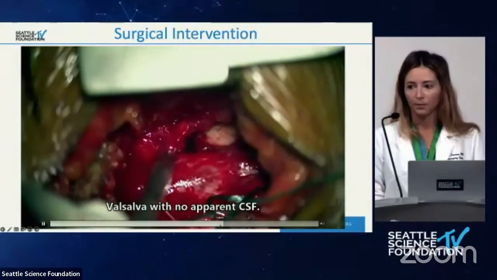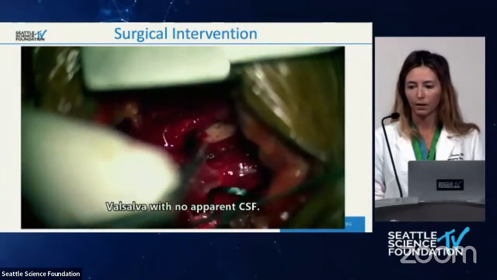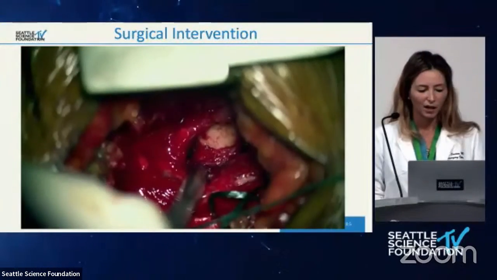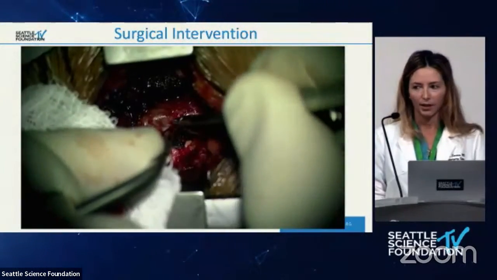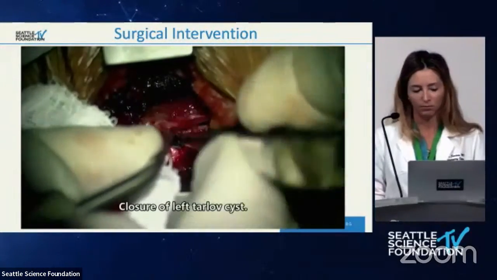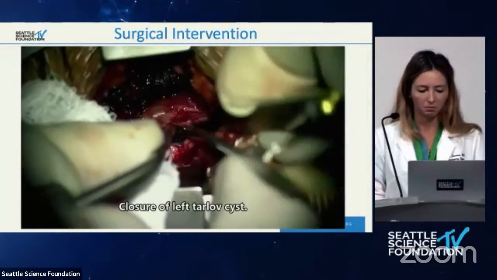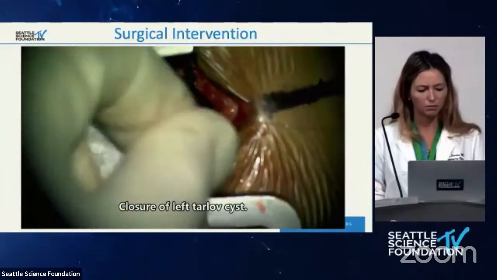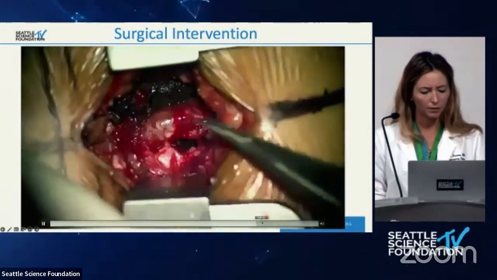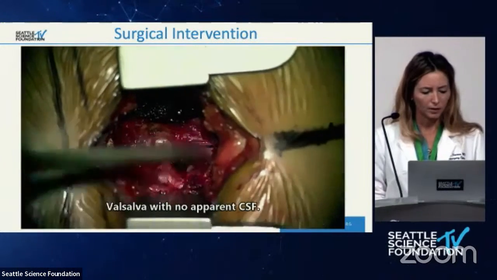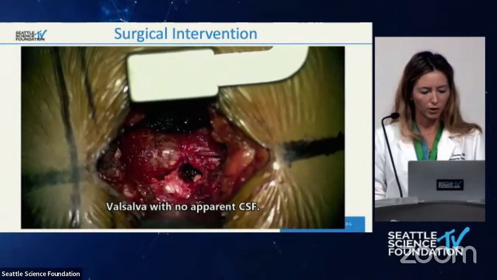Was that hard to grab any purchase with the sutures there? This is very dysplastic dura, right? Yeah, very thin. I don't think it was unexpectedly difficult. We knew what we were getting into. But your sutures had a purchase in the dura. Evidently. And then we closed the left. Wow. And then we did a Valsalva. Everything looked good.